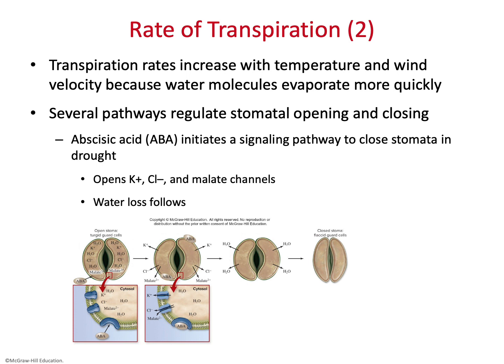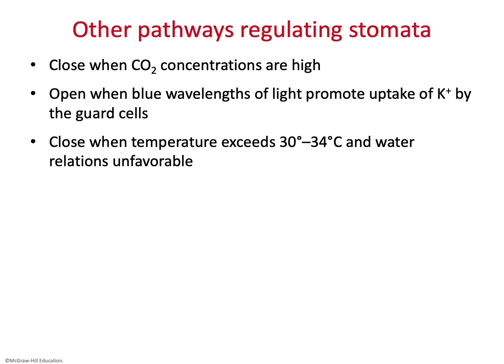There are several pathways to regulate stomatal opening and closing. Abscisic acid is a plant hormone that we will talk about in future, and it plays an important role in allowing potassium ions to pass rapidly out of the guard cells and close these stomata during drought conditions. Abscisic acid can bind to receptors in the plasma membrane of guard cells that trigger signaling pathways to open potassium, chlorine, and malate ion channels, which will reduce the turgor pressure, followed by water loss and closure of the guard cells.